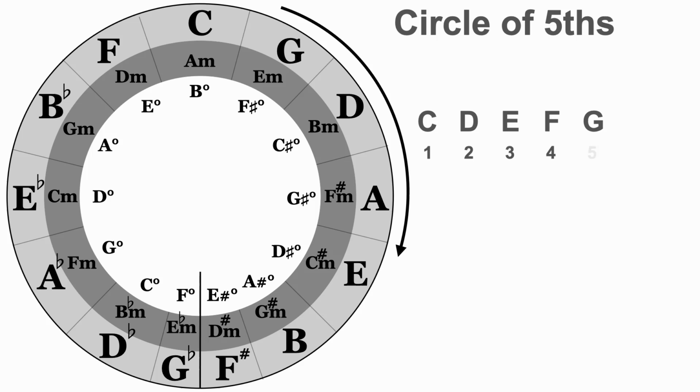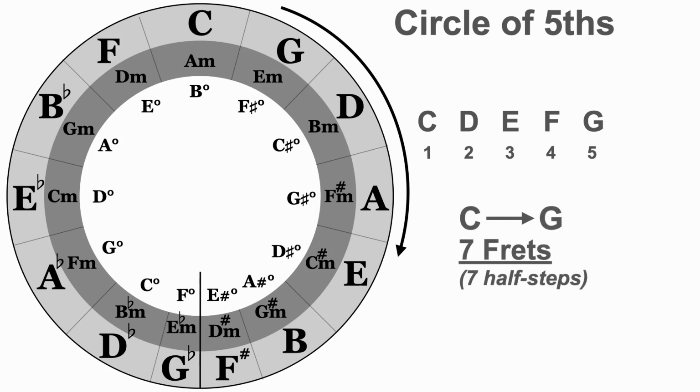And that's partially correct. However, there's something more specific as to why we actually call this the circle of fifths. And if we look at moving from a C note to a G note on our guitar fretboard, we will notice that we are actually moving up 7 frets, or 7 half steps, or 7 semitones. Whichever one we want to look at it, we are moving up 7 frets.